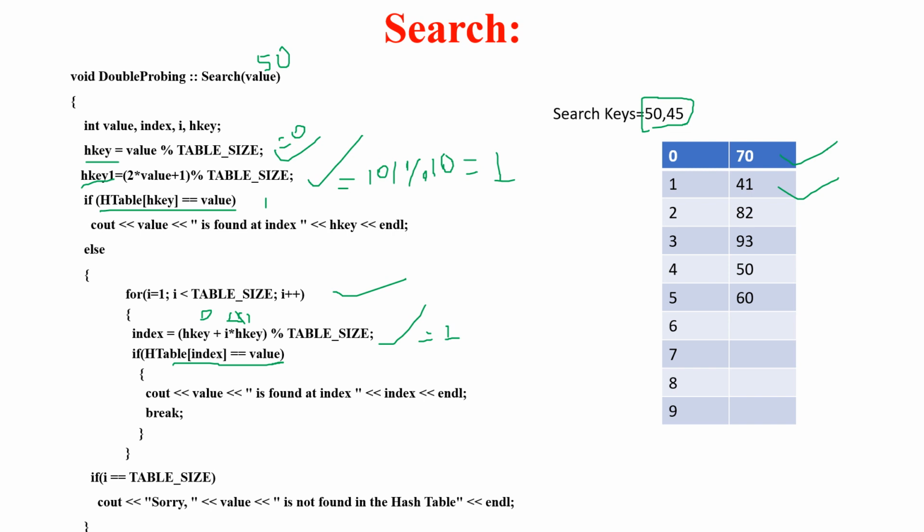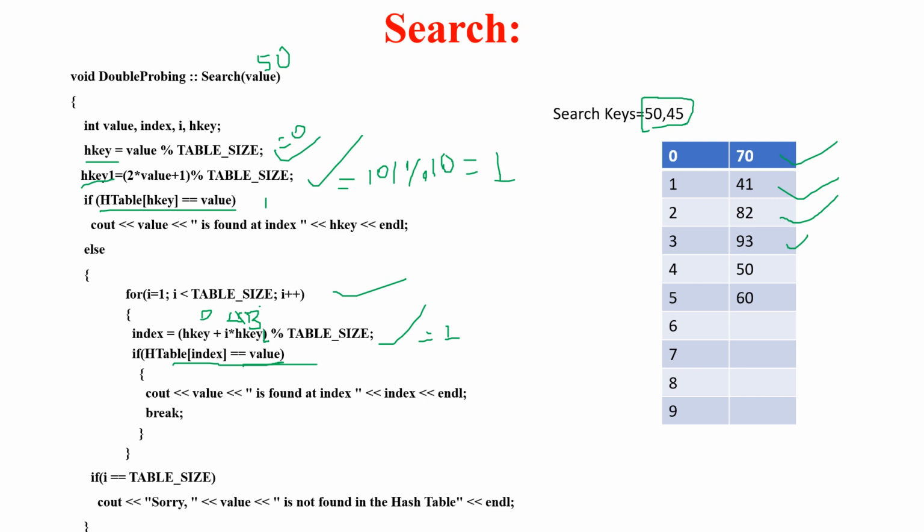The first hash value is still 0, and now i becomes 2, and 2 into h2 value, which is 1 only. So 2 plus 0 and do modulus, you will get 2. Check whether the second index is free. No, that's not free. Then i is incremented by 1. i becomes 3. So 3 into 1 plus 0 modulus table size gives you the third index. Check whether the third index has 50. No, the third index also does not have 50.